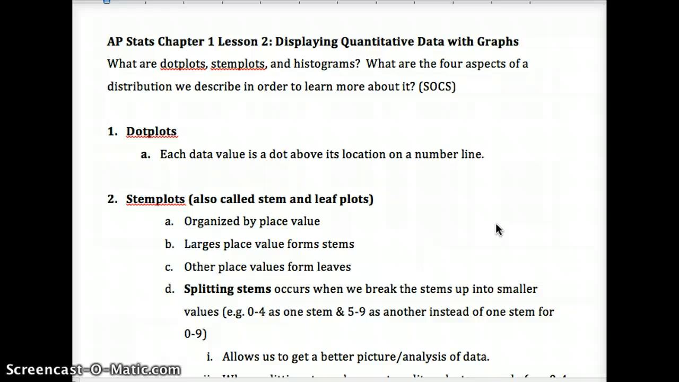And what are the four aspects of a distribution we describe in order to learn more about it? So dot plots: each data value is a dot above its location on the number line. So you'd have like an x-axis with dots above it. The y-axis would be counts, how often each value appeared. We just looked at stem plots in the example from earlier.